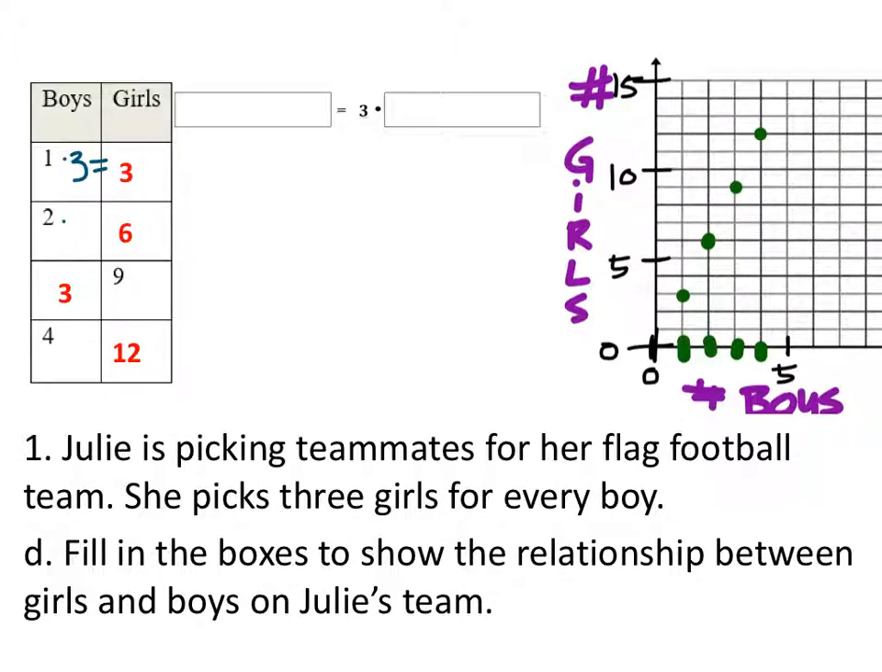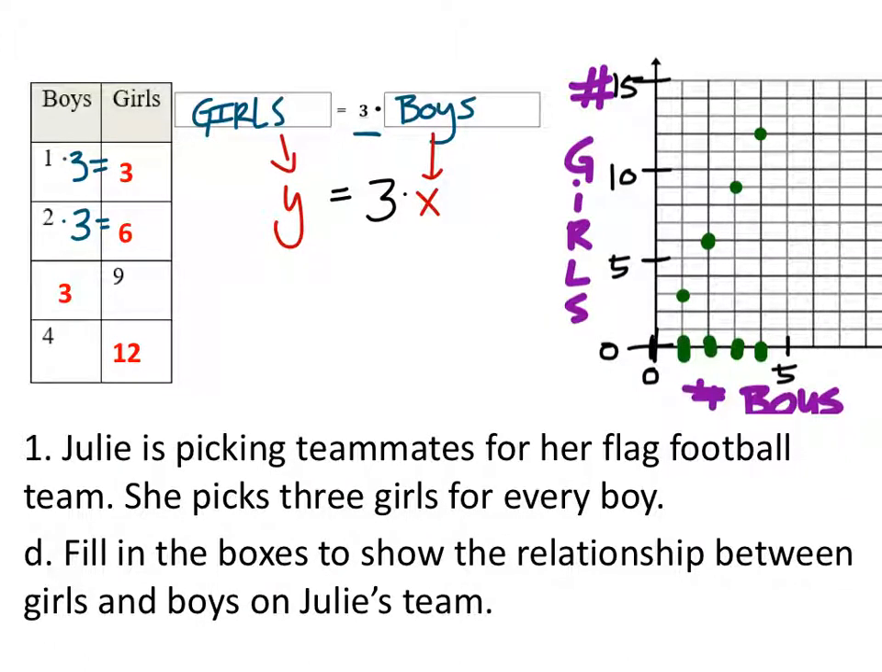Also, if I take 2 boys on the team and multiply it by 3, then I get 6 girls on the team. So up here where it says 3 times something, that would be multiplied by the number of boys on the team. And that would give us the number of girls on the team. And we could rewrite this as a formal equation because we know the girls represent the y values and the boys represent the x values in the graph and in the table.